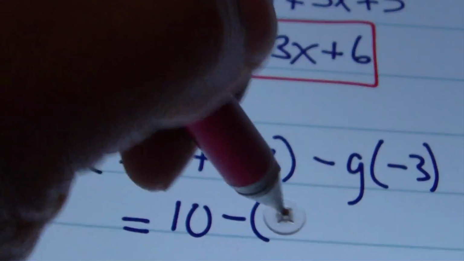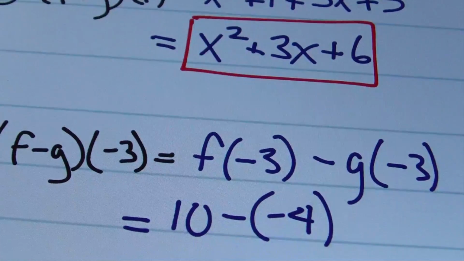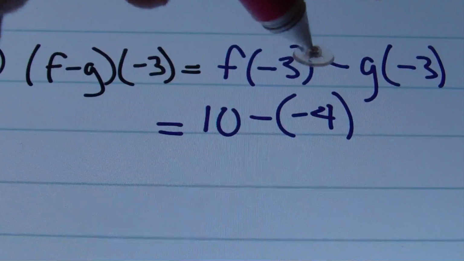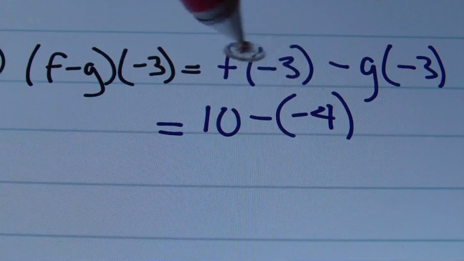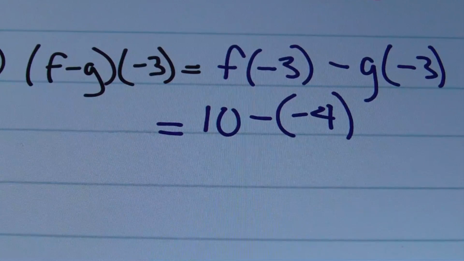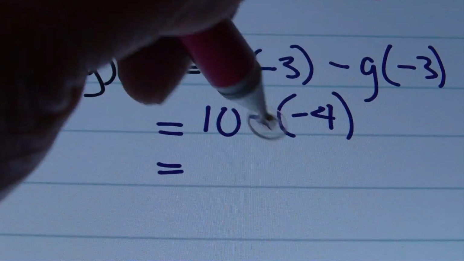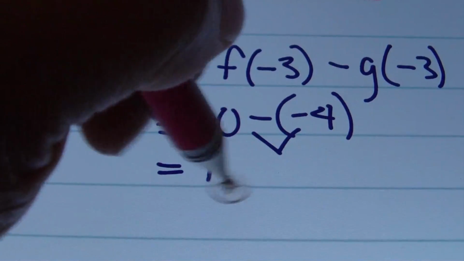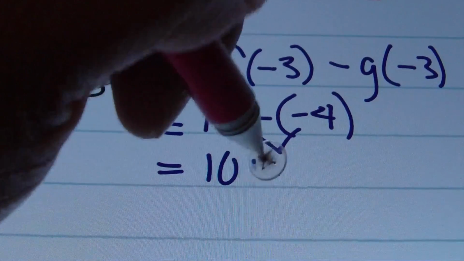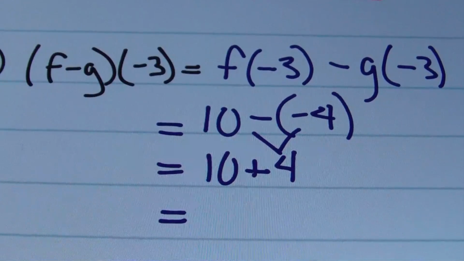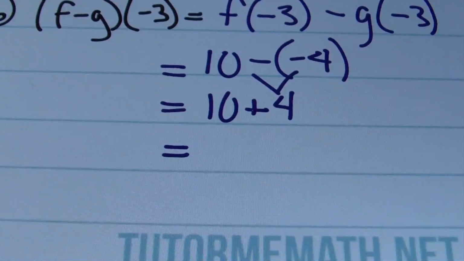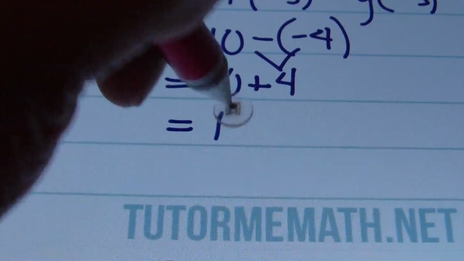So this is going to be negative 4 here, and notice I had to add those parentheses to ensure that you know that the value is negative 4 and not a part of the minus sign there, okay? So from here, simplifying this, the opposite of negative 4 is positive 4. In other words, a negative times a negative is a positive. And then from here, we have 10 plus 4, which gives us 14, and this is the answer.